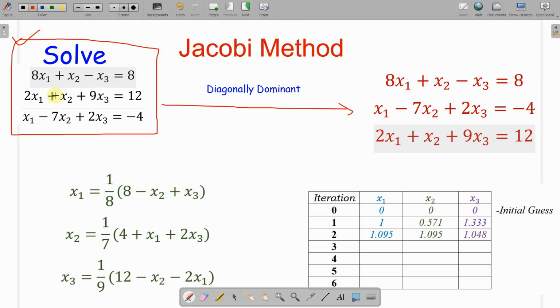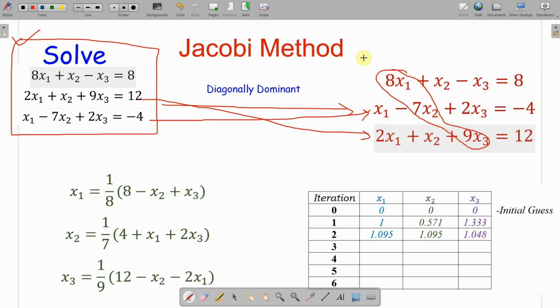So before writing any matrix or doing anything, I suggest you rearrange the equations in diagonally dominant form, where you are just interchanging the positions of the equations. This equation goes here, and this equation goes here. By doing so, you will have diagonally dominant positions. Only consider the mod part, so we will not be considering the sign. So here 8, 7, 9, this is the diagonally dominant condition you are achieving.